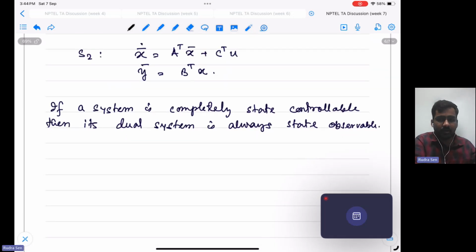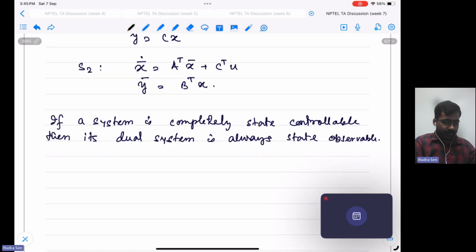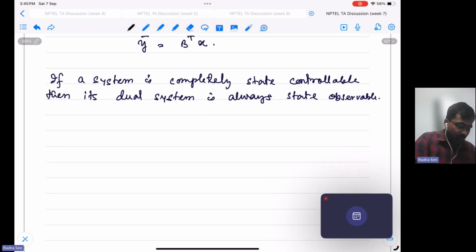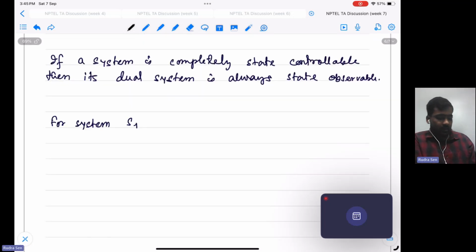Or vice versa, whatever the thing is, right? So it says, so how is it possible? Let's see. There is no... It is not a proof. So for the first case, first system, let's say S1. S1 is a system.